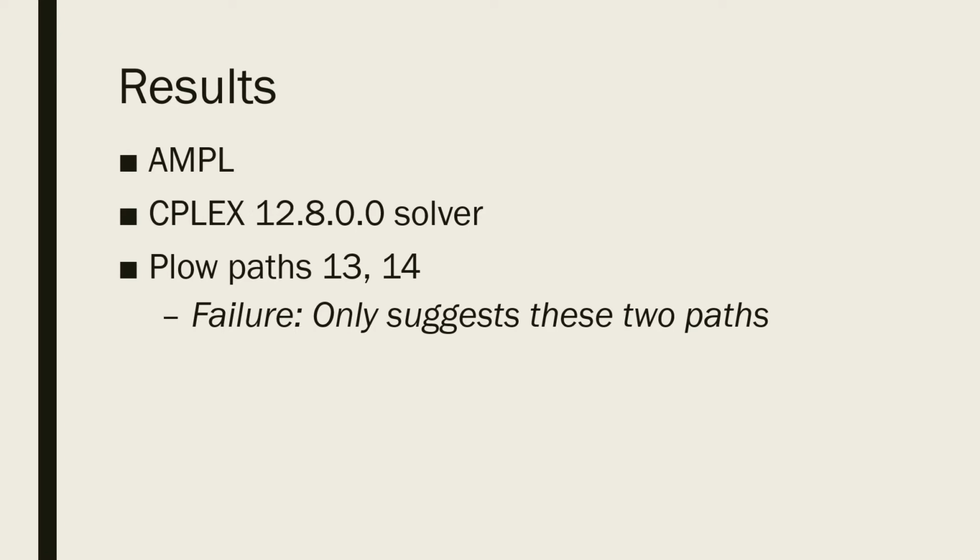In order to get our results, we used AMPL to make our model and then CPLEX version 12.8.0.0 as our solver. Our results showed, very unsurprisingly, that paths 13 and 14 should be the paths that are always clear. However, we consider this a slight failure because it only suggests the two paths and nothing else.